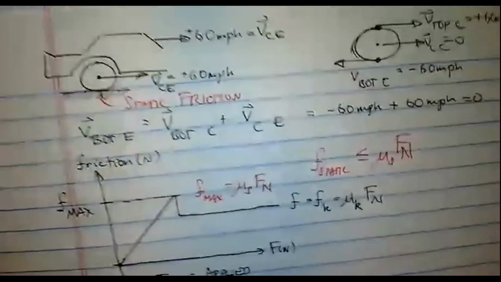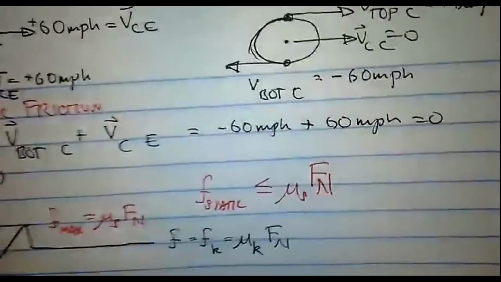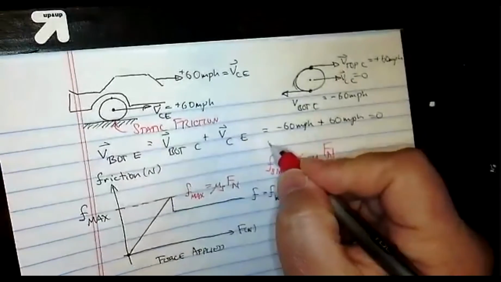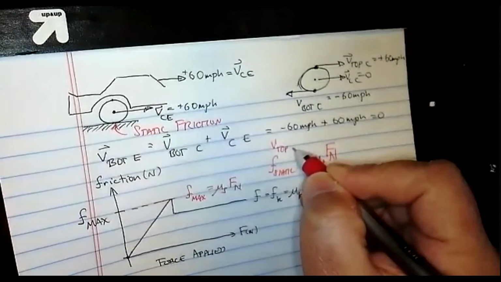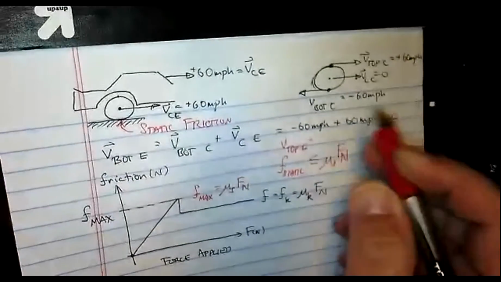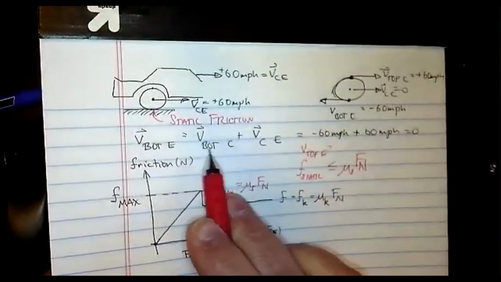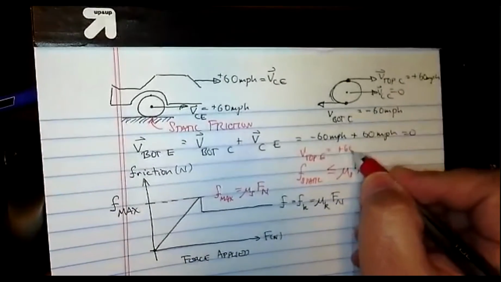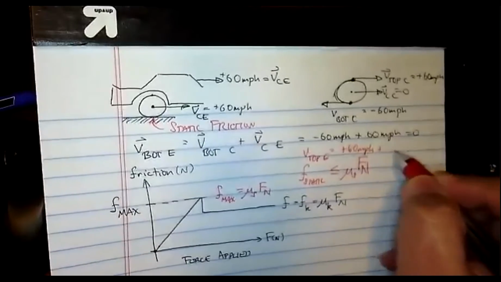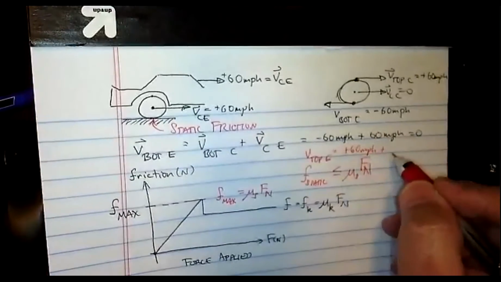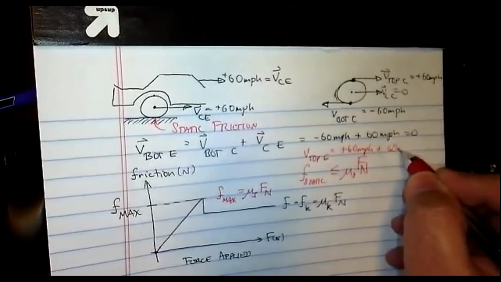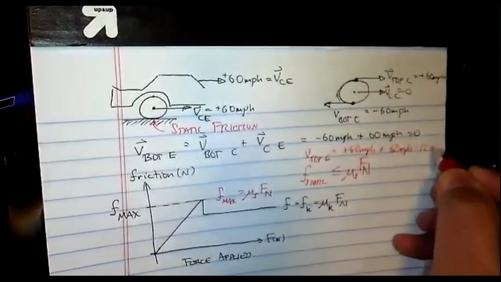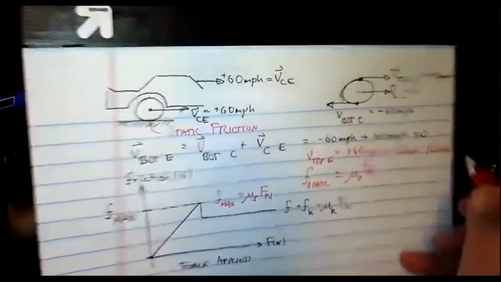A neat thing you can do with that, by the way, I'm going to go ahead and add it, is if I wanted to know the velocity of the top with respect to the earth, you'd get the velocity of the top with respect to the center, which is positive 60, plus the velocity of the center with respect to earth, which is 60 miles per hour. So that's 120 miles per hour.